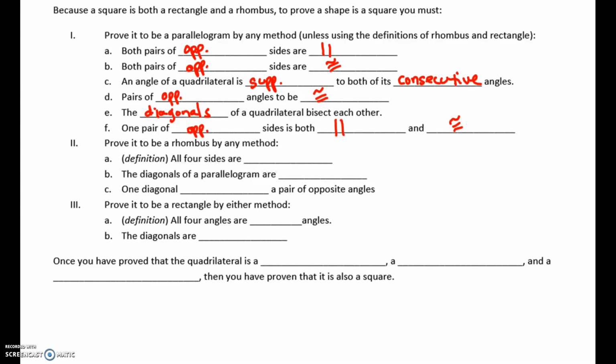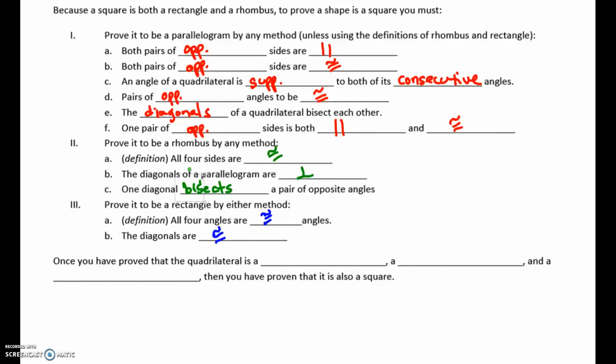Then I've got to prove it's a rhombus. I can prove some things are rhombi by using the definition and showing that all four sides are in fact congruent. Or I can show that the diagonals of the parallelogram are perpendicular, or I can show that one diagonal bisects a pair of opposite angles. Then once I've proven something to be a rhombus, I now have to prove it to be a rectangle. I can do that by the definition, to show that all four angles are right angles, or I can show that the diagonals are congruent. So I've got two options there.